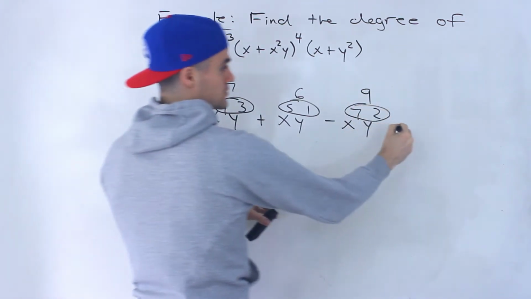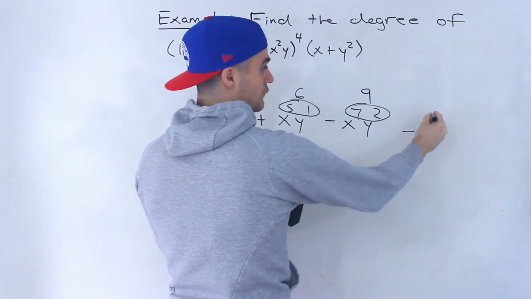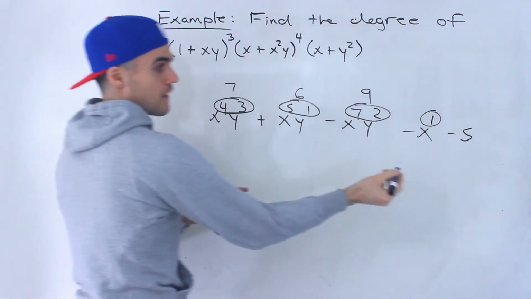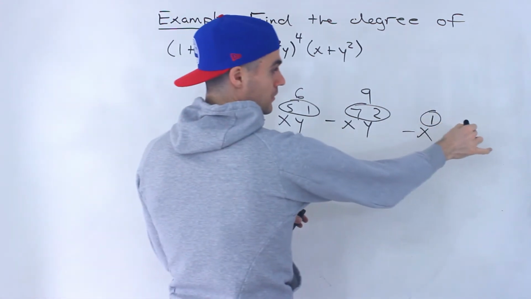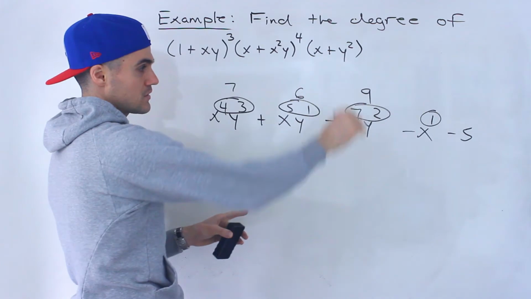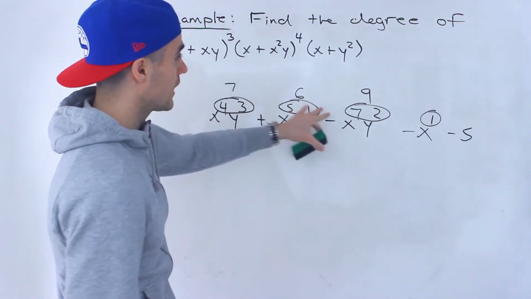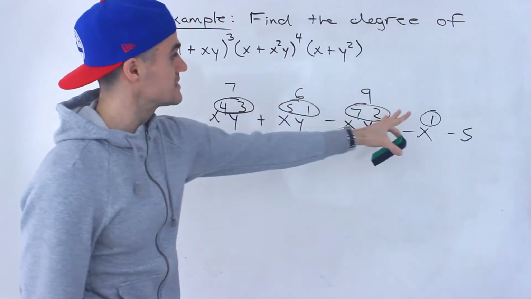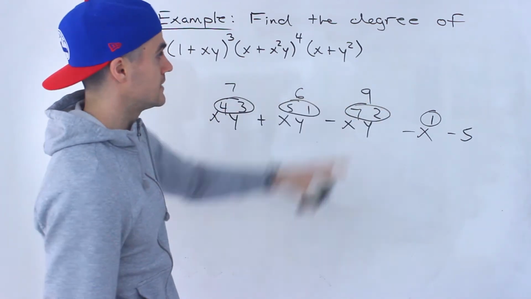And you could have other terms. You could have like minus x by itself, so that would just be 1, minus a constant maybe, like 5. There would be no exponent on that. It would be like x^0 y^0, right? So that would have a degree of 0. Then you look at all these, and 9 is the highest. So the degree of this expression is 9.